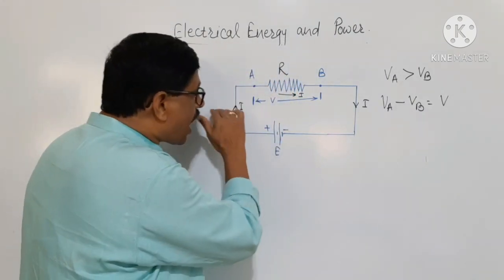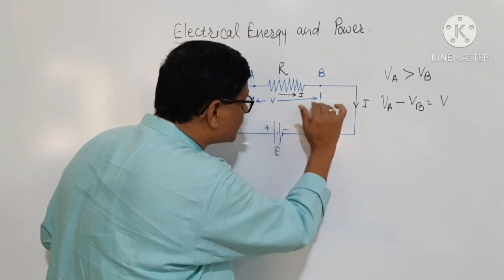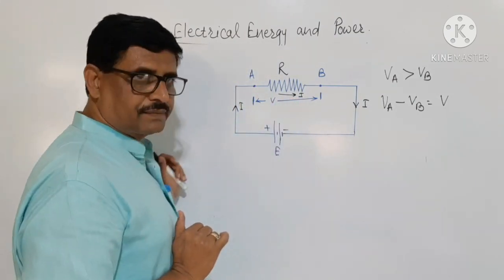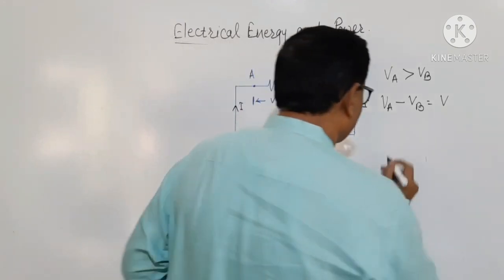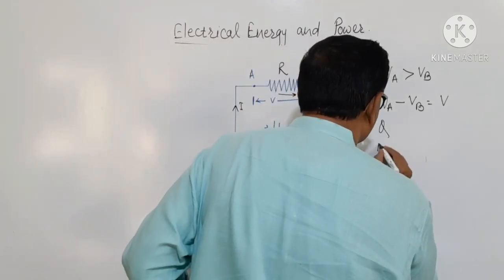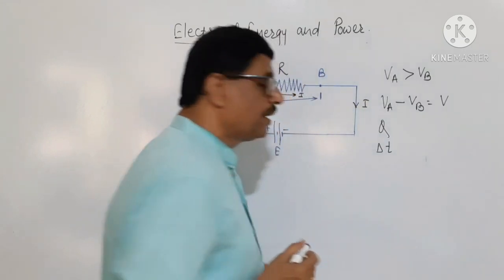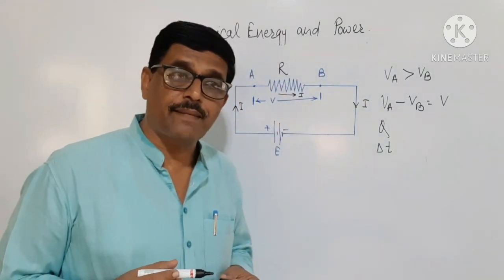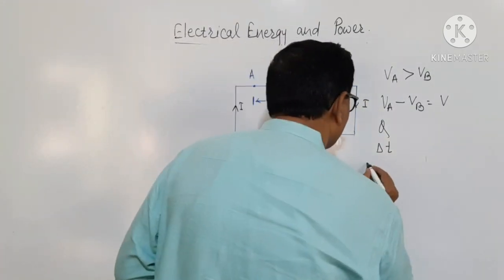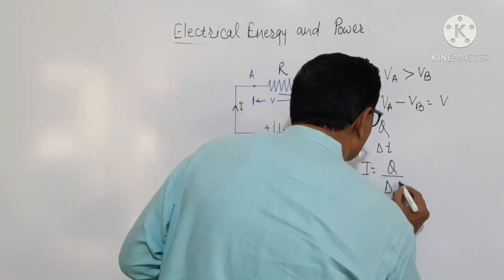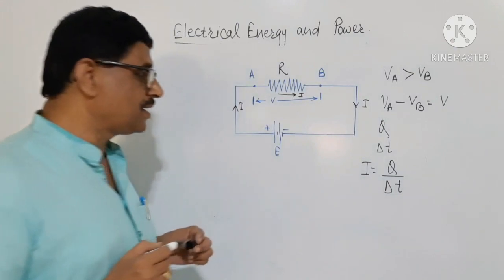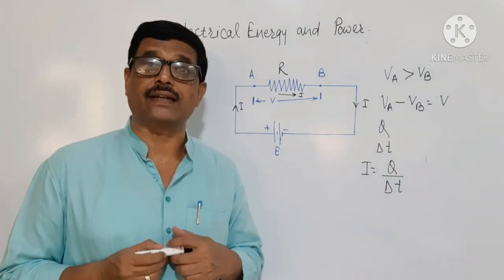Let Q be the charge flowing through a resistance from A to B. In a very small time delta t, let Q be the total charge that flows from A to B. Then obviously I will write what current is. It is the rate of flow of charge. Therefore, I is equal to Q divided by delta t.